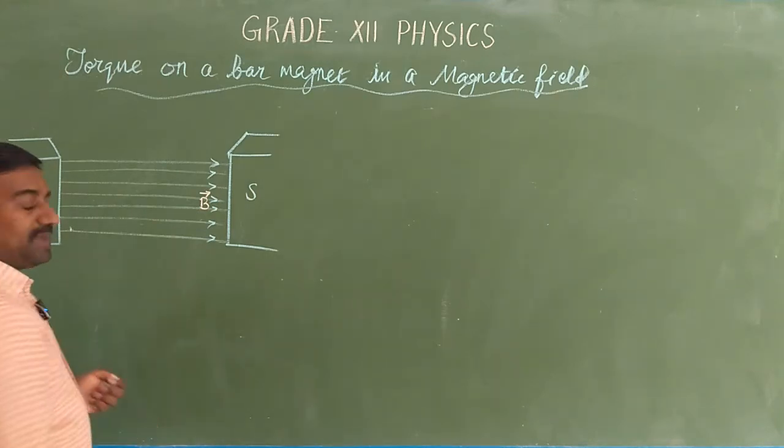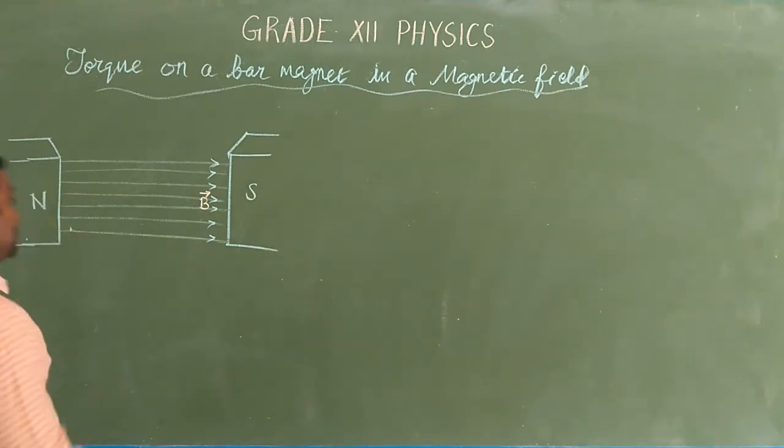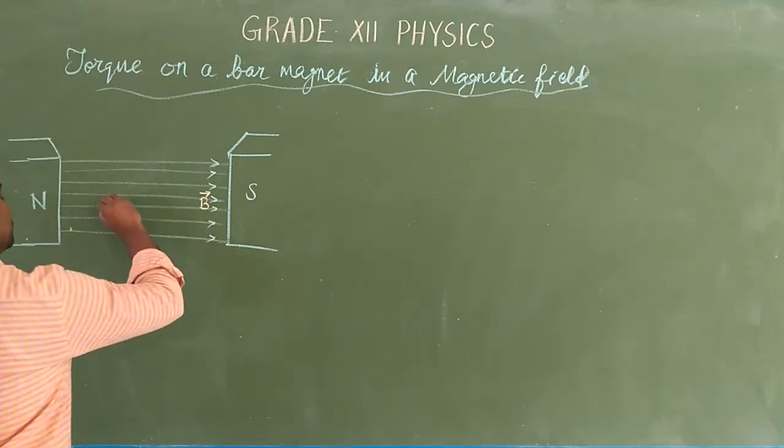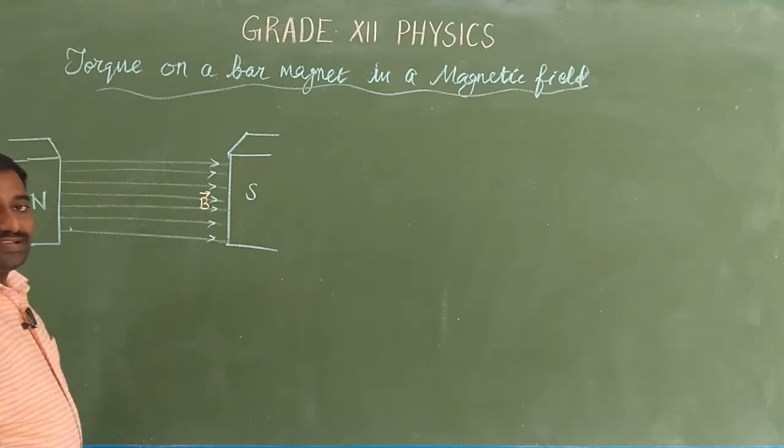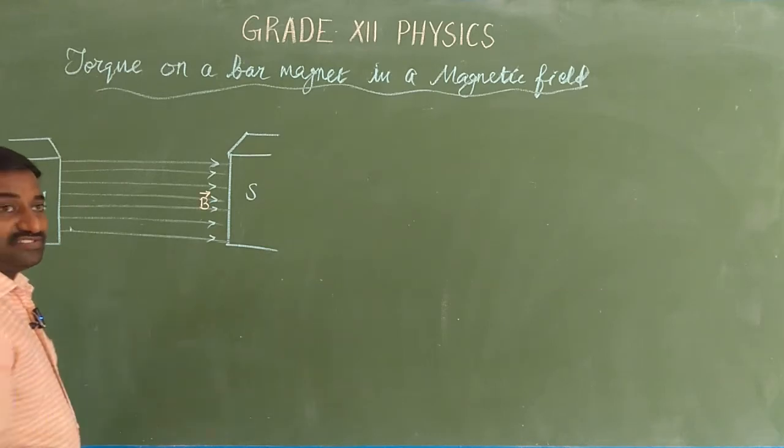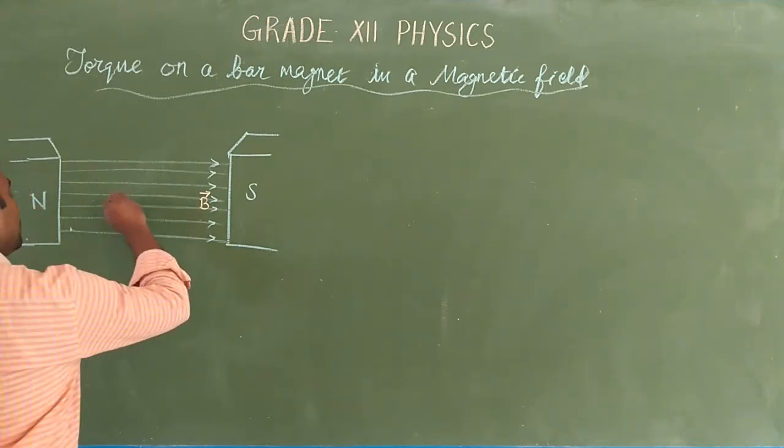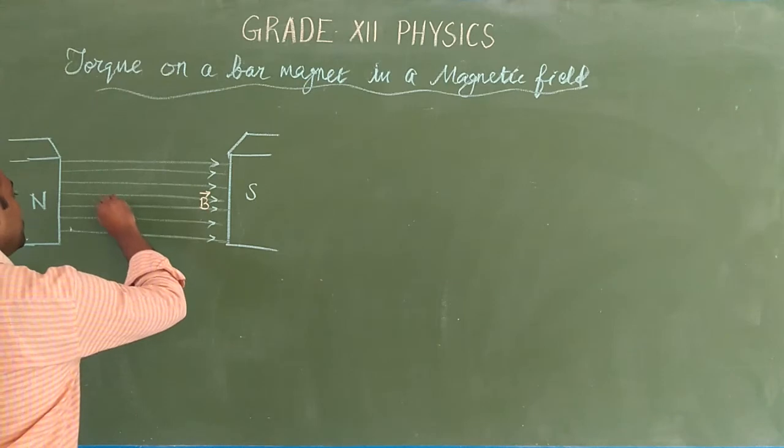So in this uniform magnetic field of a permanent magnet, a small bar magnet is placed. The bar magnet is not placed parallel or along the direction of the magnetic field. The bar magnet's poles are placed making some angle.